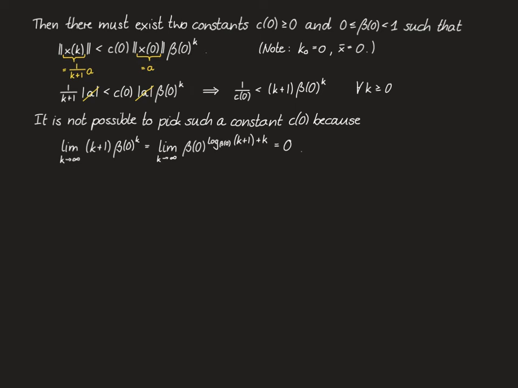To see this, note that k plus 1 in brackets times beta to the power k can be written as beta to the power of the logarithm with respect to the basis beta of k plus 1, plus k, where beta is some number less than 1, and the exponent, which is the logarithm with respect to the basis beta of k plus 1, plus k, goes to infinity as k goes to infinity, and hence the limit of the whole expression tends to 0. Hence, we have established a contradiction, and the system under consideration cannot be exponentially stable.